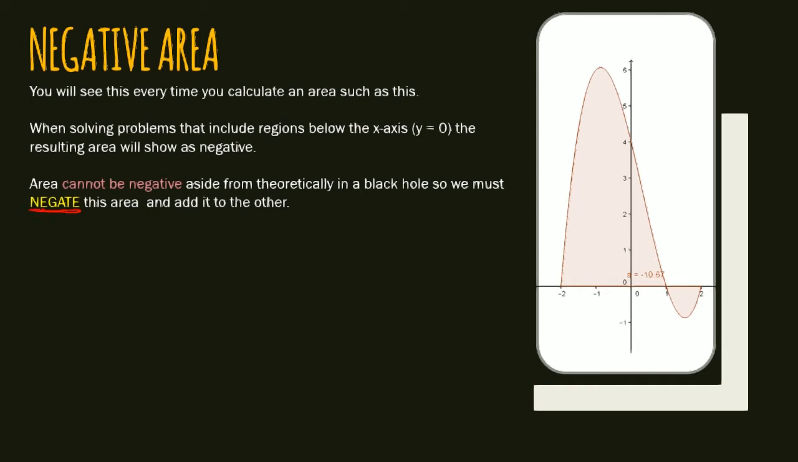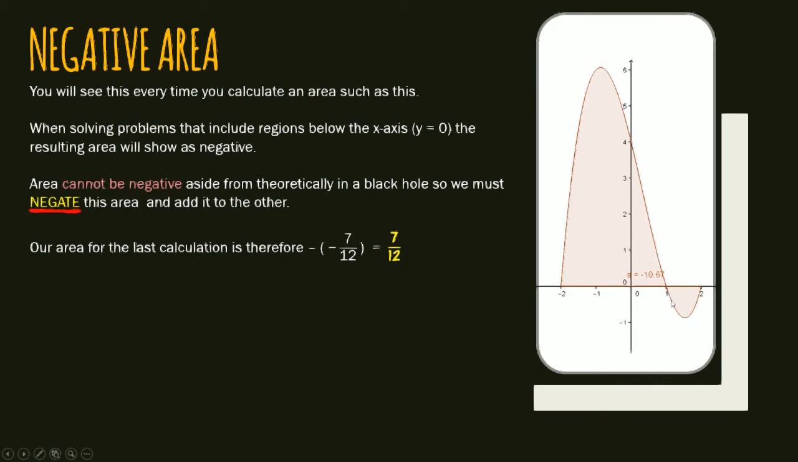So we're going to negate the area. If you want to think about negating the area, we're going to forget about the negative sign and add it to the other one. So our area for the last calculation is therefore not minus 7 over 12, but it's minus minus 7 over 12, which is plus 7 over 12.